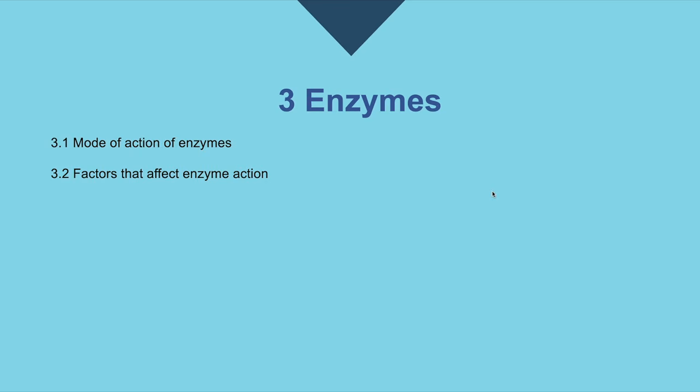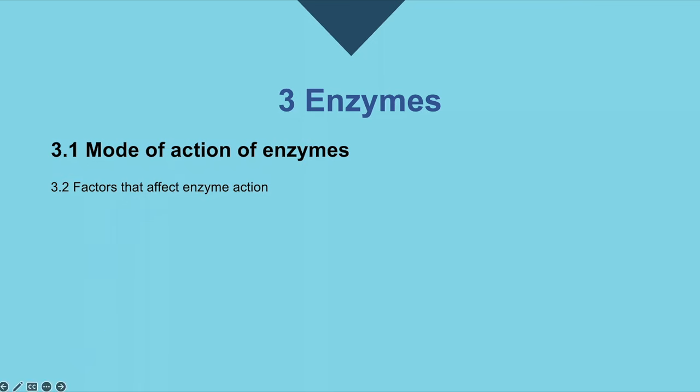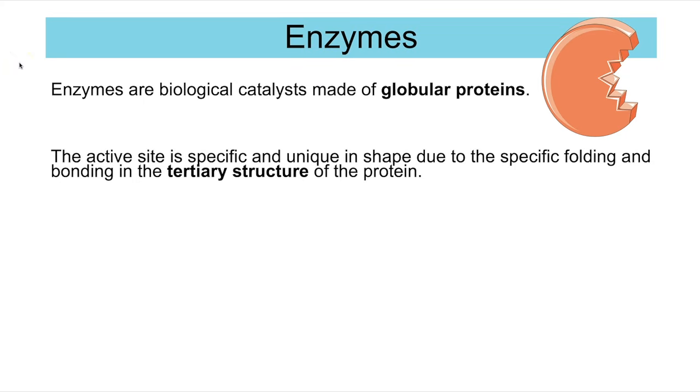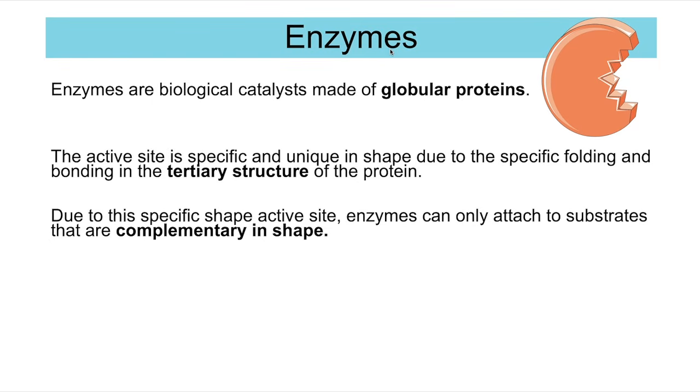Next then we move on to module 3, which is enzymes, split into these 3 topics, and we're going to be starting with mode of action of enzymes. So enzymes are an example of globular proteins, and they are biological catalysts. The active site is specific and unique in shape due to the specific folding in that tertiary structure, which is determined by the primary structure and the location of the bonds in the tertiary structure.